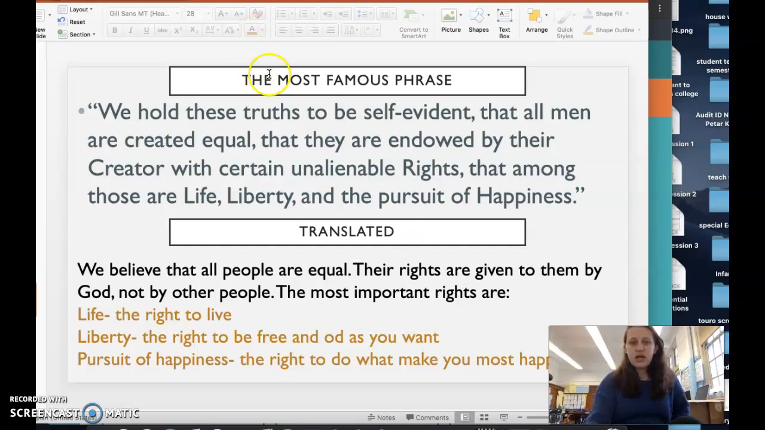Now, we're going to take a look at a phrase, a piece of the document. And if you look up at the top, the most famous phrase of the document is, we hold these truths to be self-evident, that all men are created equal, that they are endowed by their Creator with certain unalienable rights, that among those are life, liberty, and the pursuit of happiness. Now, let's break it down, because that is a really confusing sentence. It's written in really kind of old English that we don't really use anymore. So it's kind of very official language.